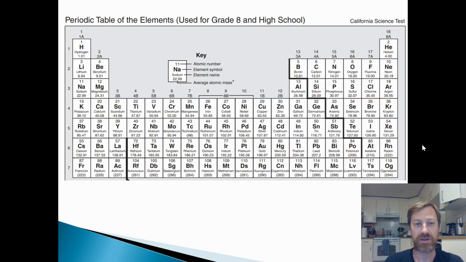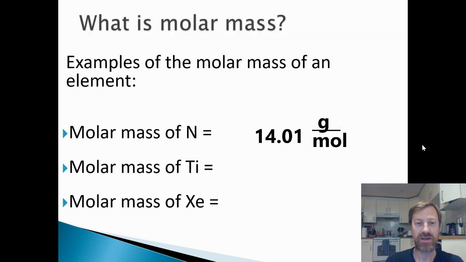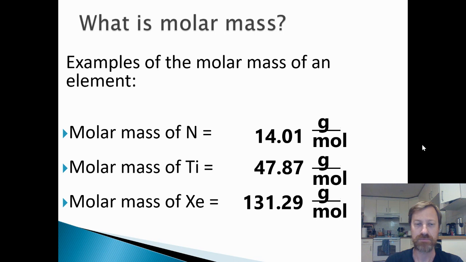Titanium, let's take a look at that. That's element number 22. Zoom in right there, and we'll see the molar mass at the very bottom of the square on the periodic table, 47.87, and that's the molar mass for titanium. If you look up xenon, that's a noble gas on the right-hand side of the periodic table, you should get something like this. So molar mass for elements is really straightforward.